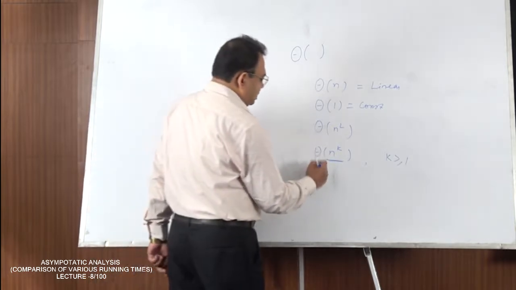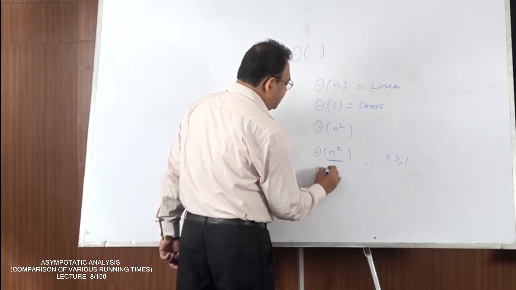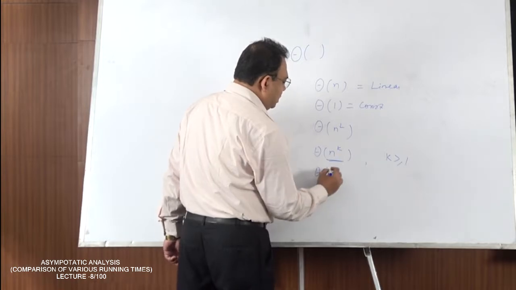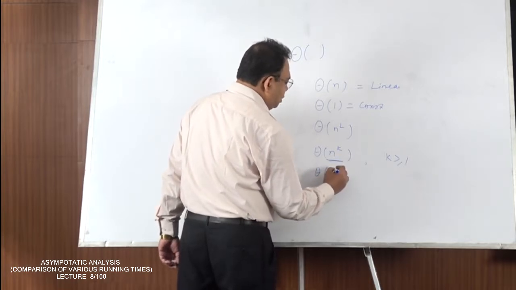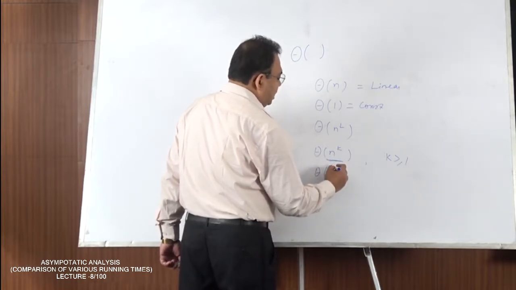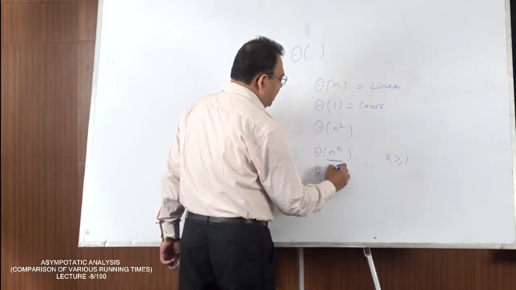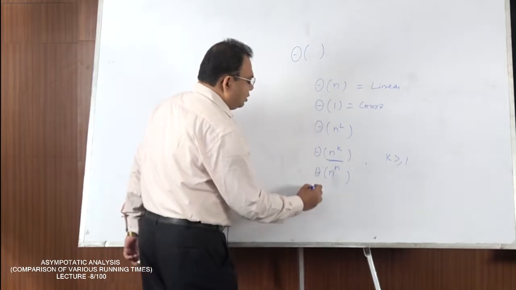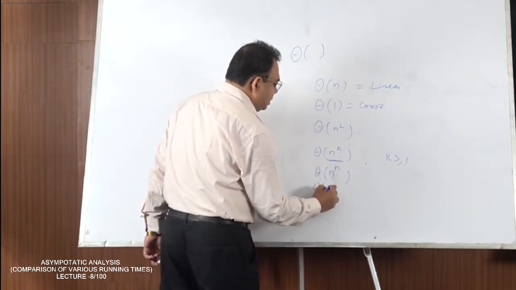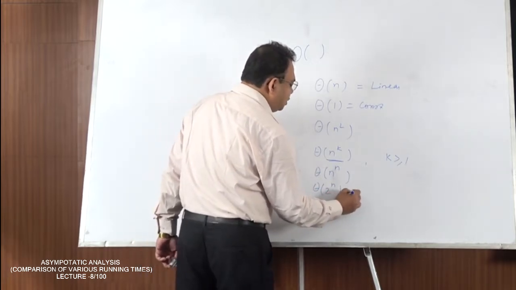Some algorithms are worse, where the running time is theta n to the power of a very large value, like n to the power n, or some algorithms have theta 2 to the power n. This is exponential running time.